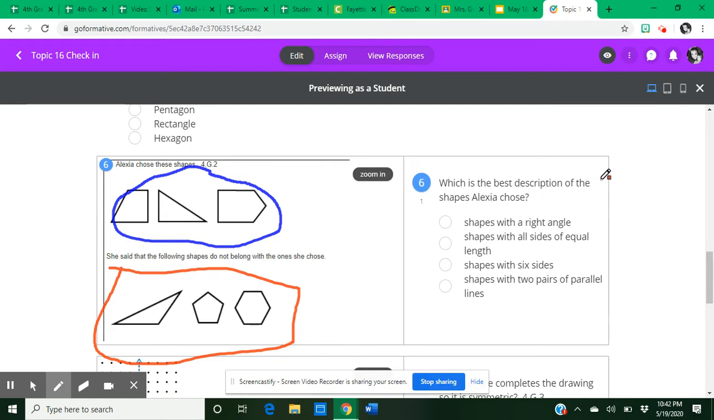Which is the best description of the shapes Alexia chose? So you're looking at these blue ones. What would be the best description for these shapes that these shapes don't match? Why do these not fit in this pattern that Alexia has made?